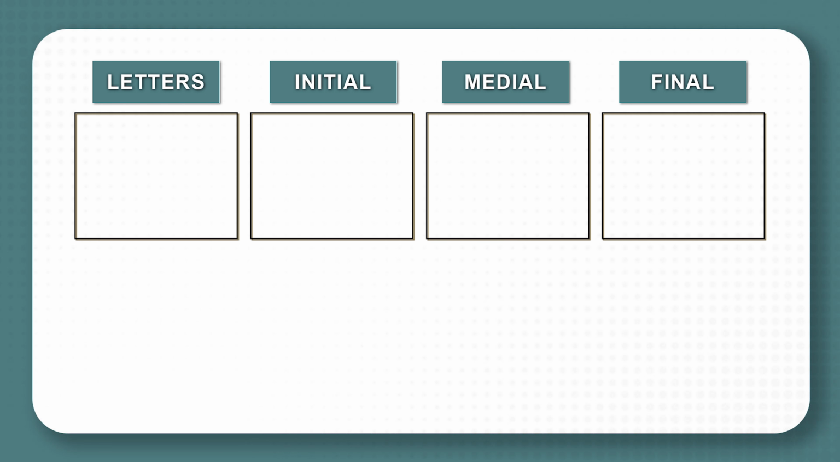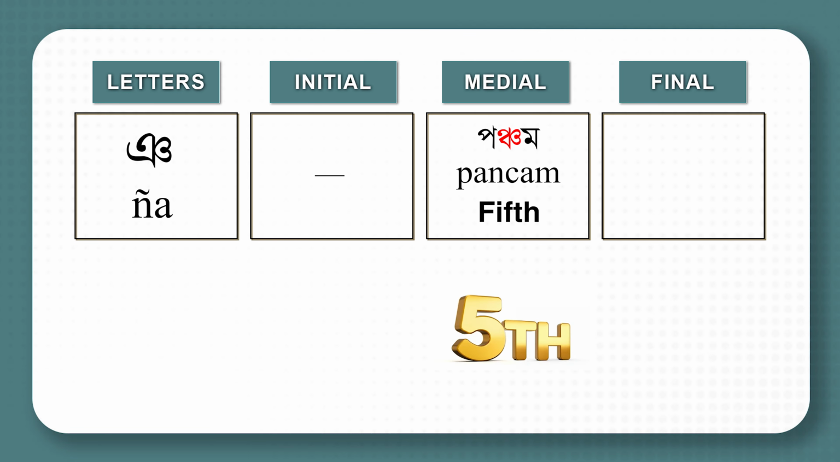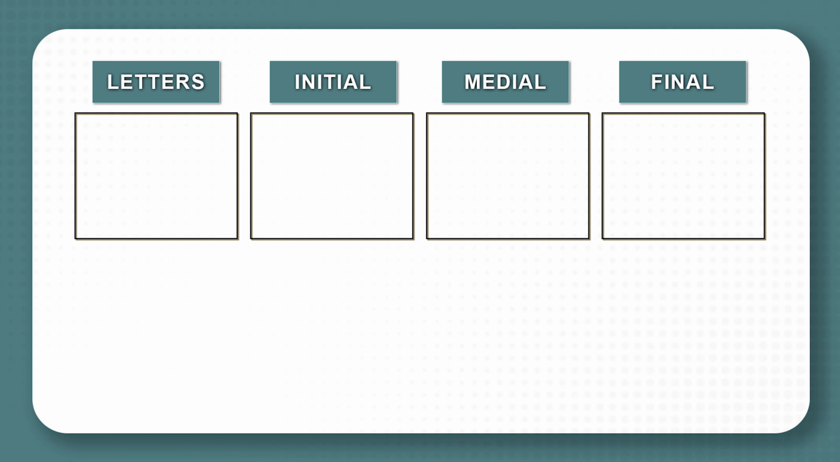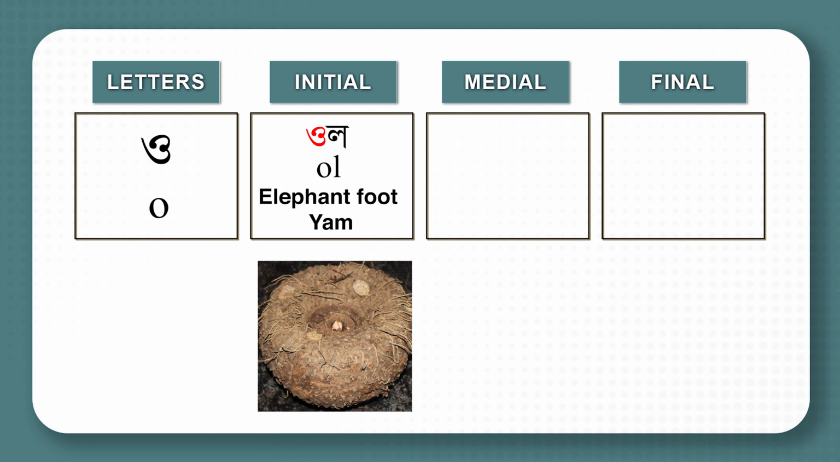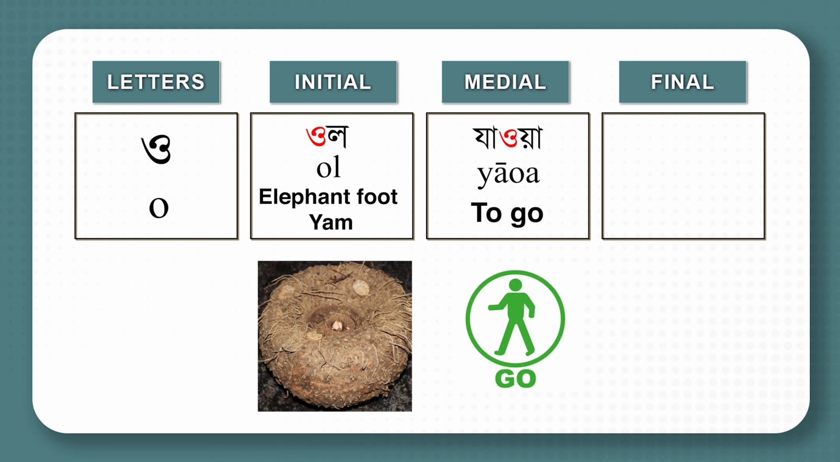The next letter we have here is Nyo. In initial position, Nyo cannot occur in its original form. Medially, it can occur in cluster form, such as in Ponchom, which means fifth. In final position, it can occur in its original form, such as in Mia, which means gentleman. The next letter we have is O. In initial position, it can occur in Ol, which means elephant foot yam. In medial position, it can occur in Jawa, which means to go. In final position, it can occur in Khao, which means eat.